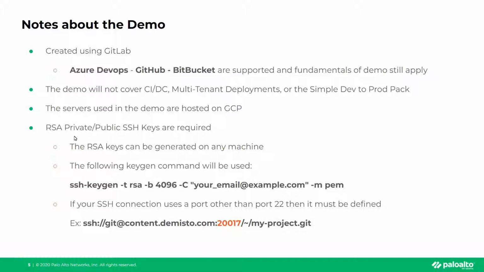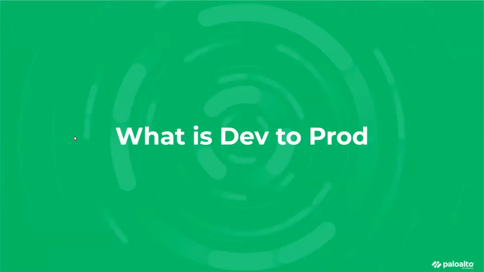I'm going to be going through the demo pretty quick. I think the number one question that sometimes comes up when I do these presentations is the SSH key. The RSA private public keys are required. I will be using the following command to generate the key. And just to note that if you use a different port other than 22 for SSH, it has to be defined. So those are some of the things I'm going to be going over in the demo, but just wanted to point that out.